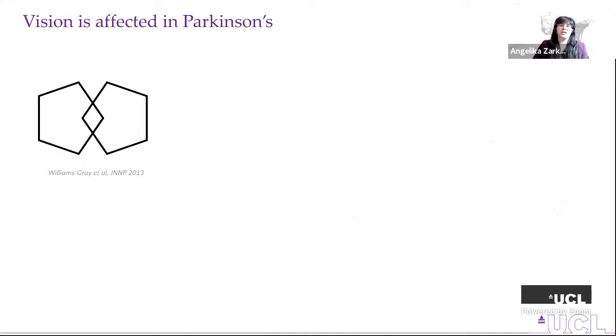So first, talking about influences in visual perception and how these change in Parkinson's. Well, we know now that vision is actually affected in Parkinson's disease.